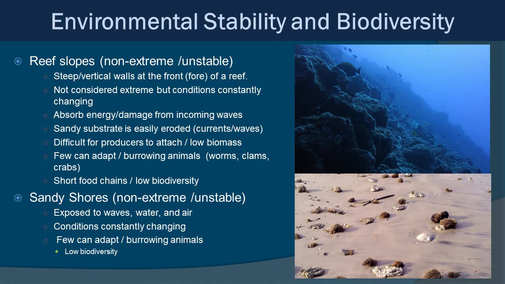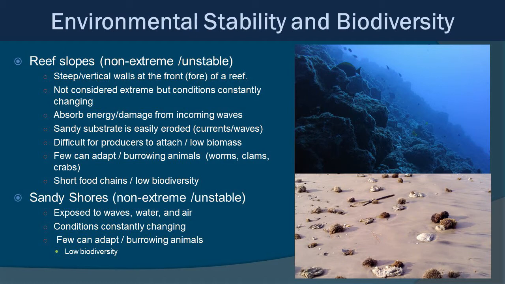It's going to wear down the rock. It's going to create sedimentation. It's going to absorb all that energy. The sand substrate is easily eroded away. It's very difficult for producers to attach due to the wave action and whatnot. It has relatively low diversity compared to the reef itself. Very few can adapt to it. You have burrowing animals, worms, clams, crabs, things like that. So relatively shorter food chains and lower biodiversity in that reef slope, and that's what's pictured at the top here on the slide.